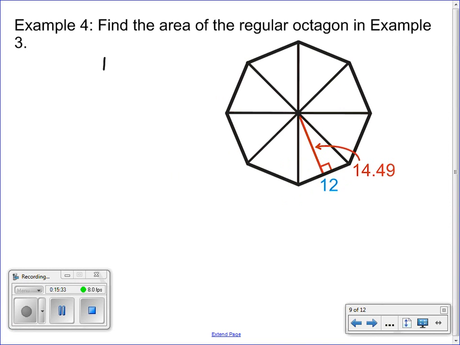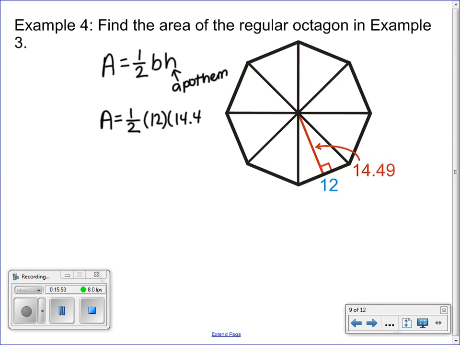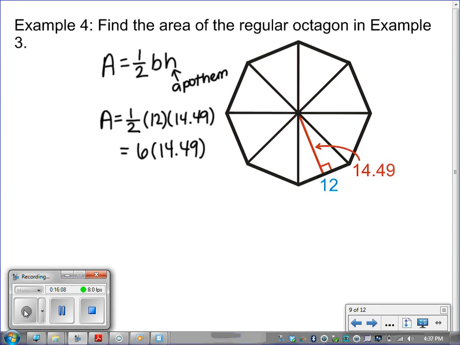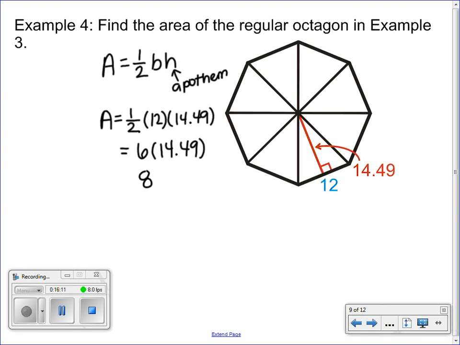So area of a triangle equals 1/2 base times height. And remember, the height is the apothem. So my area here equals 1/2 my base 12 times my height 14.49. You can make it a little simpler. We know half of 12 is 6 times 14.49 to get 86.94.